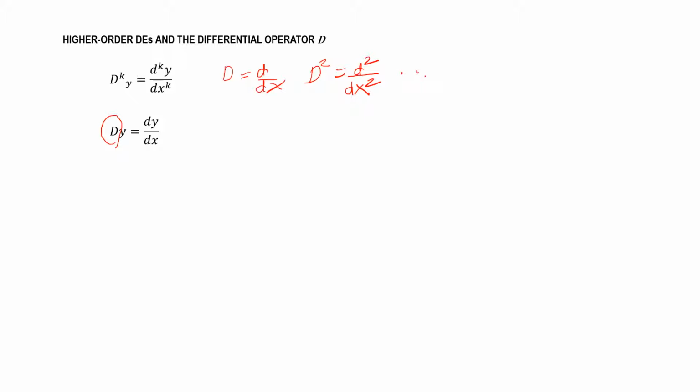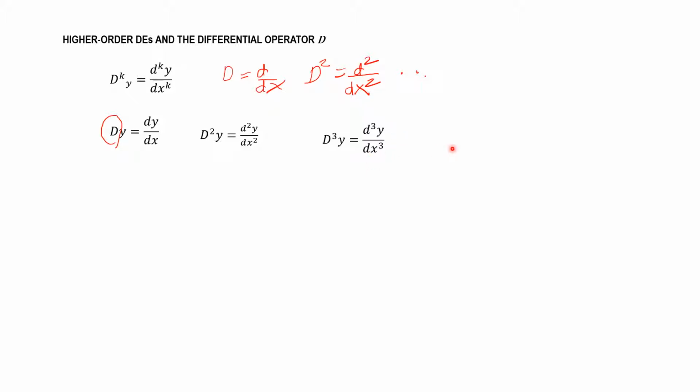So you see, when you say D squared y, that will mean the second derivative of y with respect to x. So this is operating on y. And when you say D cubed y, that is the third derivative of y with respect to x.